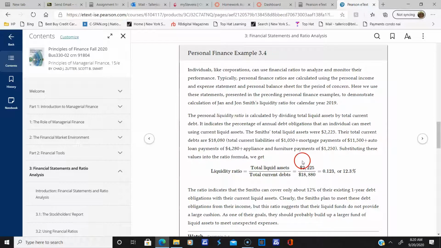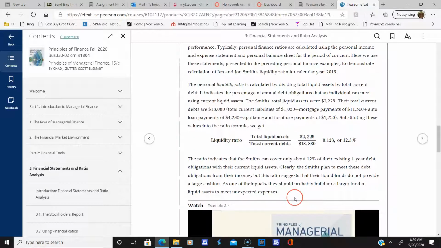So if you look at this case here, this family, this is much less than 1, right? So they can only cover 12% of their existing debt. You see their liquid assets here are much smaller than their current debts, right? But I mean, we're all like that, right? If we have a mortgage, right?